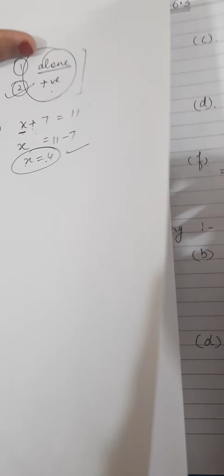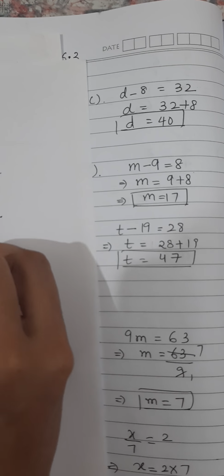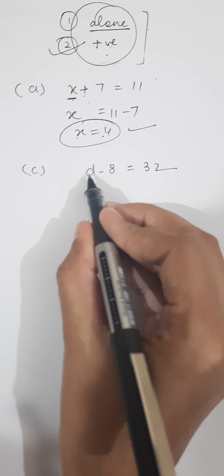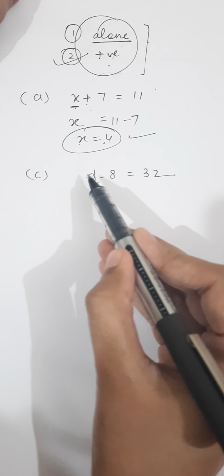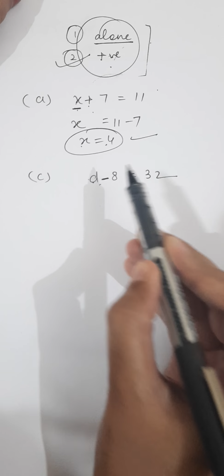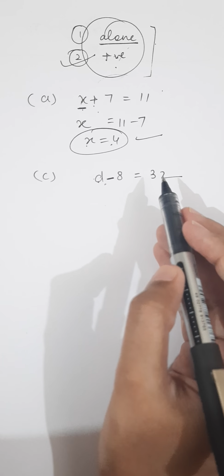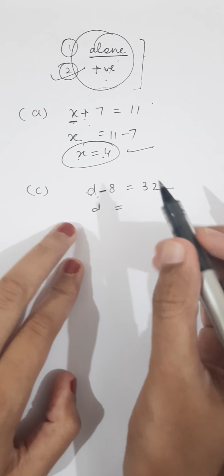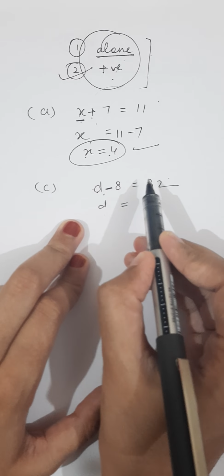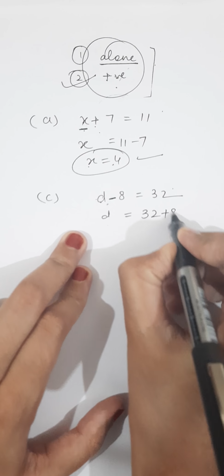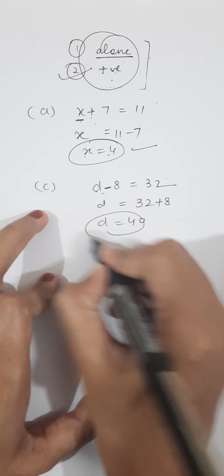Let's do C part. Now the C part is d minus 8 is equals to 32. Now in this question, d has to be positive. It is already positive, and it has to be alone, but it is not alone because this minus 8 is there. So d, I will keep it here. This minus, when I take to the other side, will change to plus. So this will become 32 plus 8, and the answer will be 40.